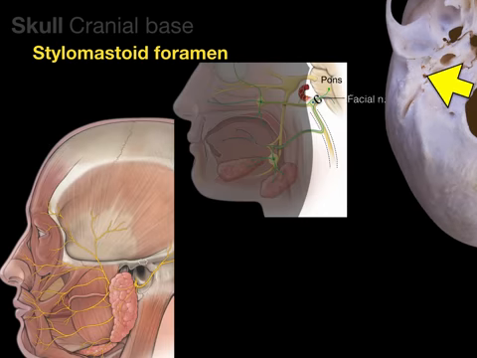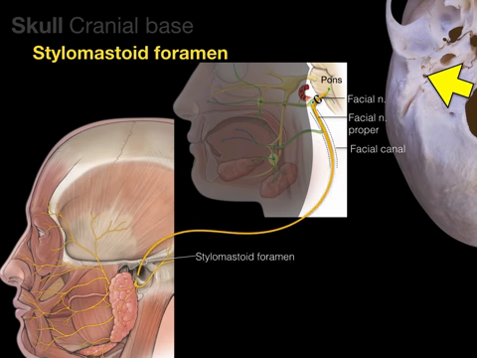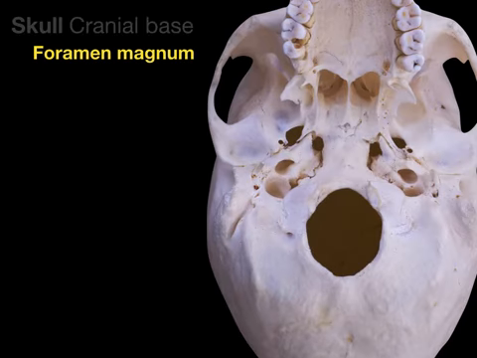The facial nerve goes through the internal acoustic meatus and then gives rise to the facial nerve proper branch that descends through the facial canal. The facial nerve proper courses down through the facial canal, through the bottom of the skull, through the stylomastoid foramen, and through the parotid gland, and innervates all these muscles of facial expression. There's the stylomastoid foramen.